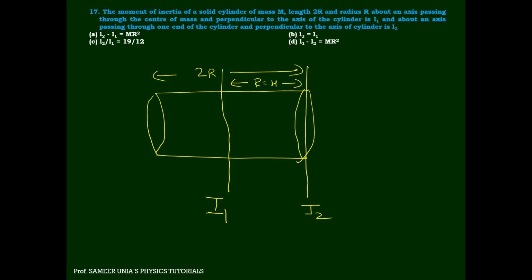Can I apply parallel axis theorem? Beta, parallel axis theorem क्या बोलेगा? Please help me out with parallel axis theorem, man. I2 क्या रहेगा? I1 plus MH square. But mr square हो जाएगा ना? Yes or no? But h is r ना? So what is I2 minus I1? I done, man, done. Look at the answer. A. Finished? Finished? Hello? Yes, sir.